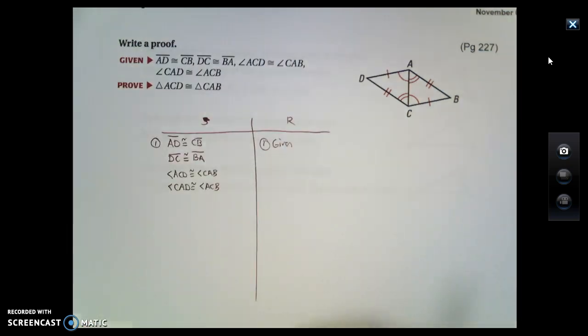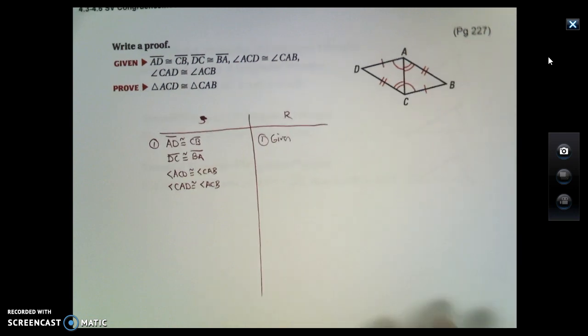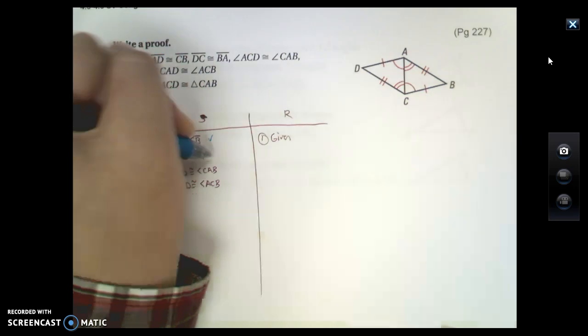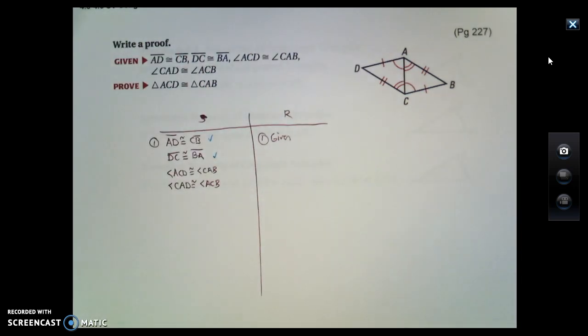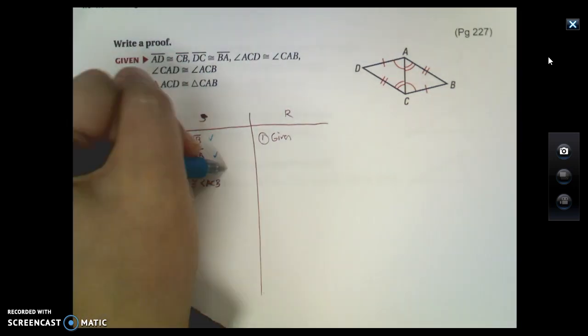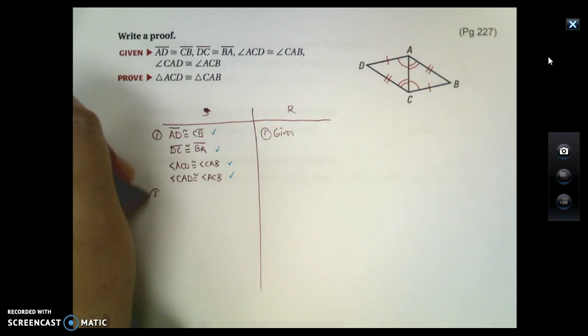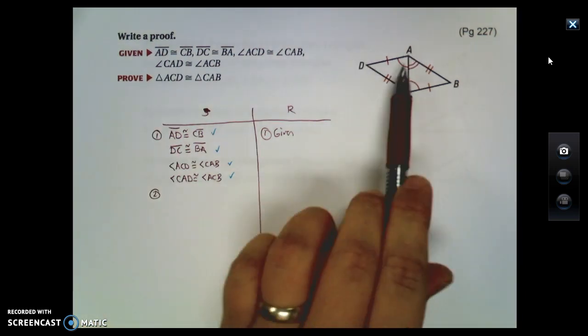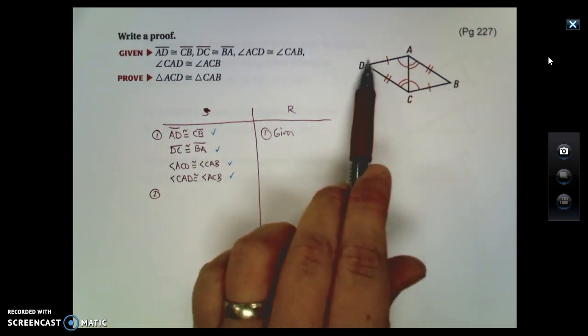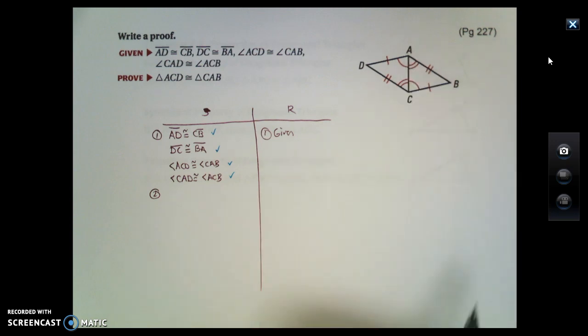Now what I'm missing is 2 particular things. Remember, I need 6 things to prove congruence here. I'm missing a side, so we'll have to talk about that. I'm missing an angle as well. So those are the 2 things we actually need to spend our proof looking at. So AD is indeed congruent to CB, and DC is definitely congruent to BA, because I told you.